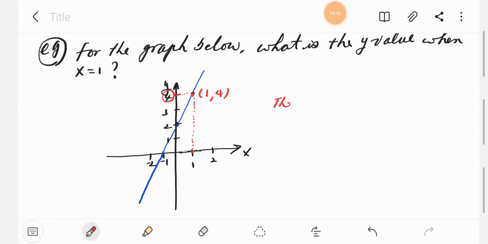So the y value is 4 when x equals what? 1. Alright. So this is how we can find the coordinates of the point. So x equals 1, then y is 4.